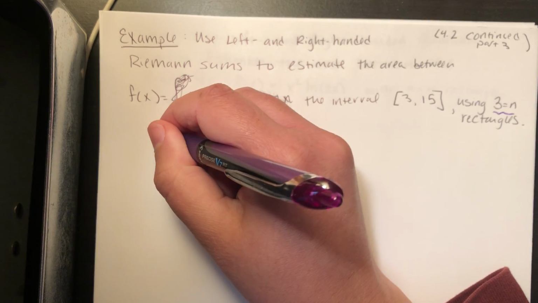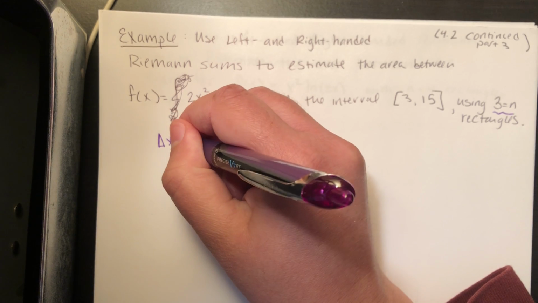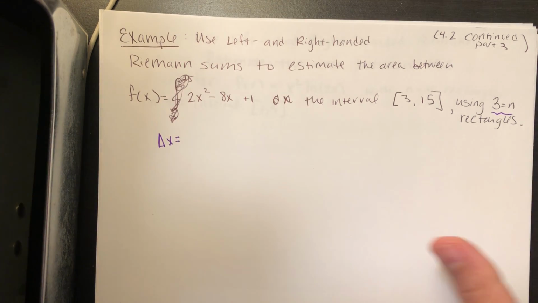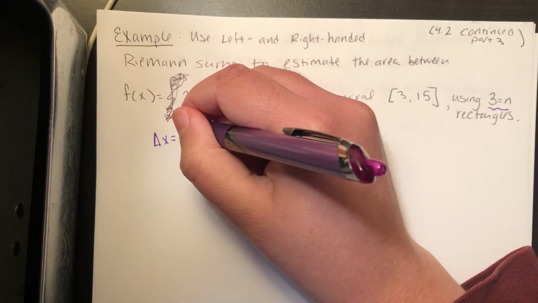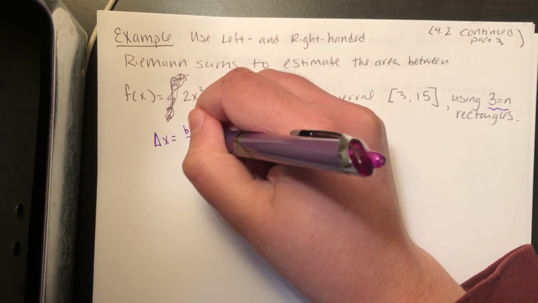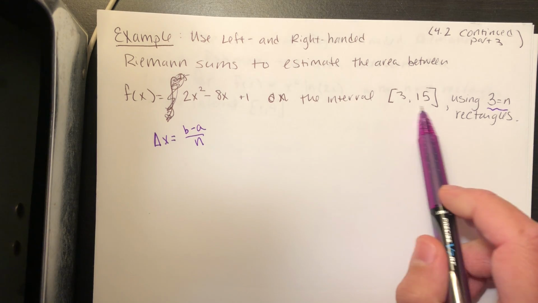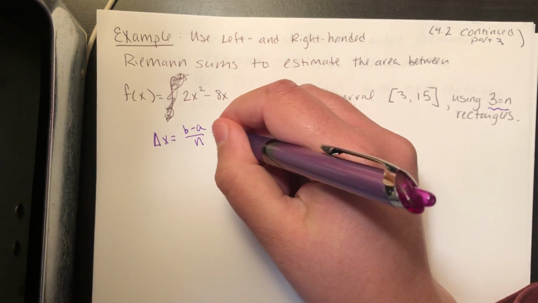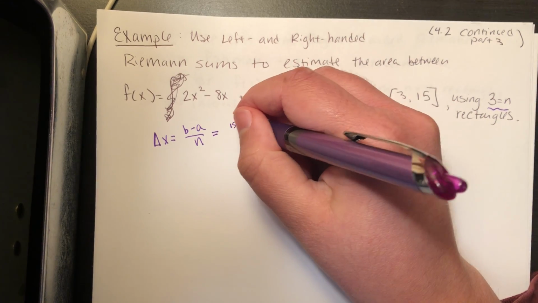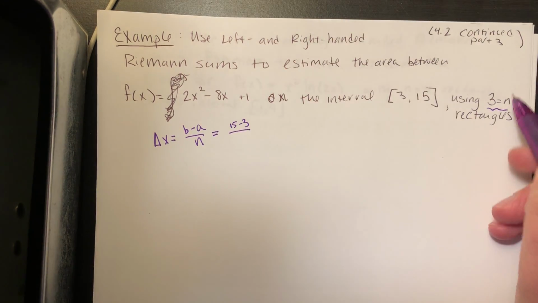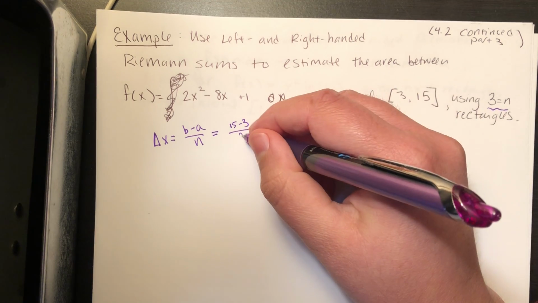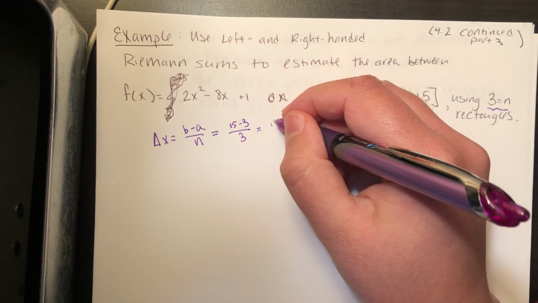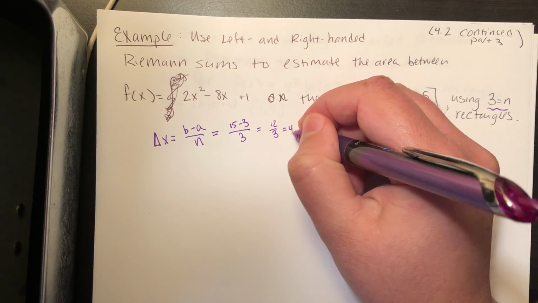This tells us that delta x, remember delta x is going to be the base of each of your rectangles, it's going to be the length of the subintervals. Well, delta x is always defined to be b minus a over n, where b and a are the endpoints of your interval and n is the number of rectangles. So for us, this is going to be 15 minus 3 divided by 3. Right, so 12 over 3, which is 4.